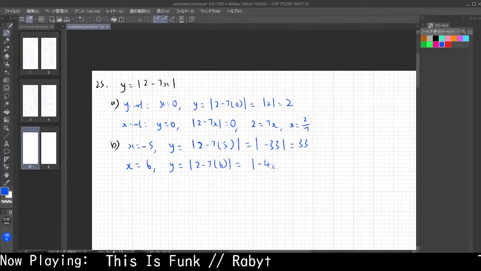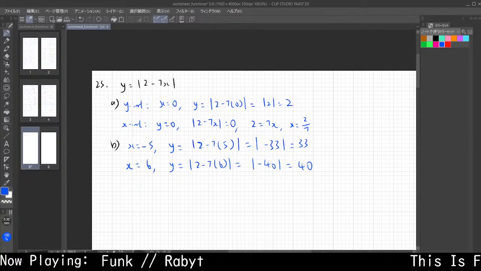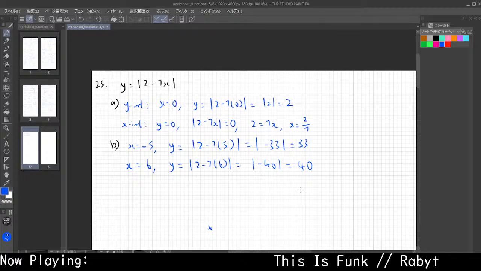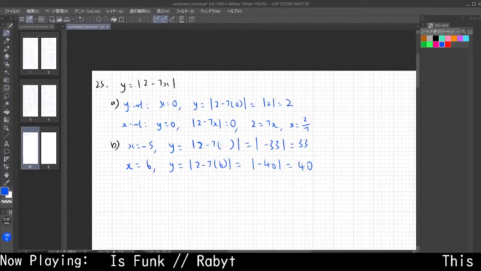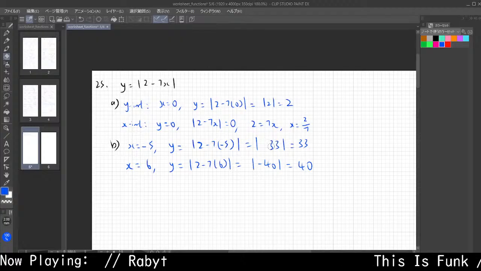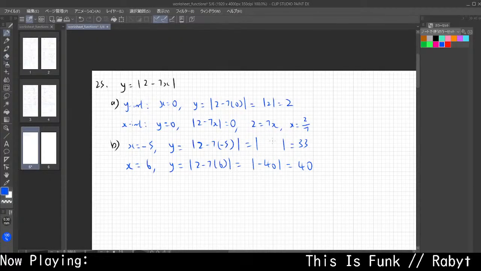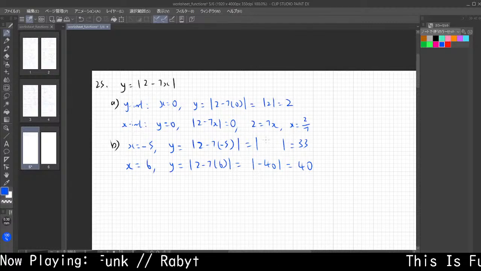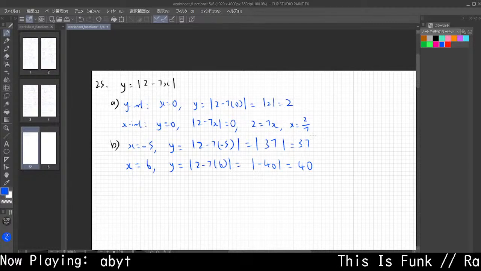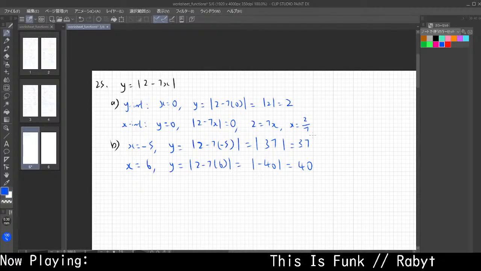Two minus 42. Oh okay, I was like, huh? And there we go. 2 plus 7 minus negative 7, negative 5, minus becomes plus, 7 times 5 is 35, 2 plus 35 is 37. I was so confused. I was like, how do I get two negatives?